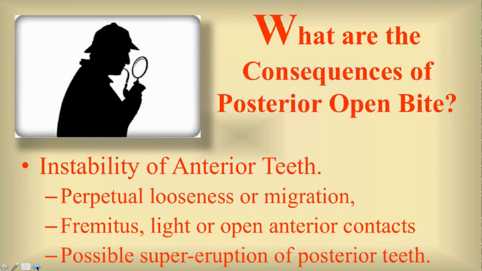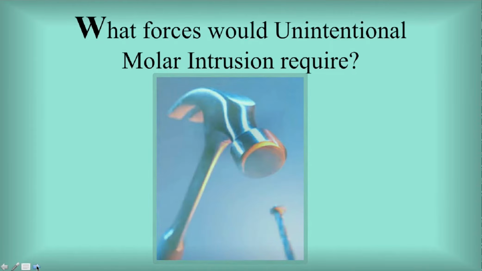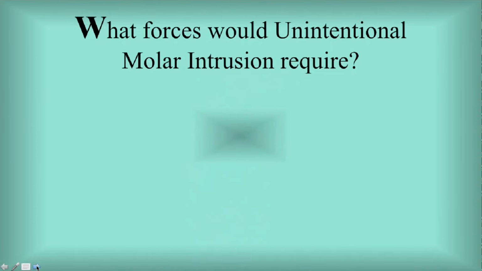There's also possible supereruption of the posterior teeth. You get to decide whether that's a good thing or a bad thing, whether or not that's the case. But let's take a look at that issue of the forces that would be necessary in order to get unintentional molar intrusion. That is to say, intrusion that happened by accident. What forces would be necessary to make molars intrude, especially if the patient wasn't aware of it? Because when we expand, the patient can feel that. When we extrude, the patient can feel that. When we intrude anterior teeth, the patient can feel that.